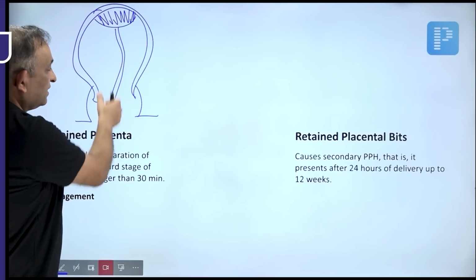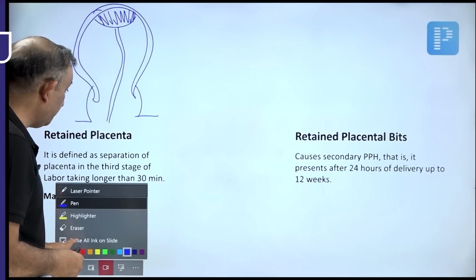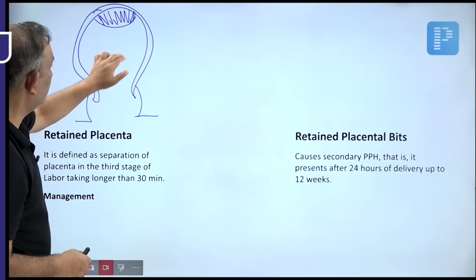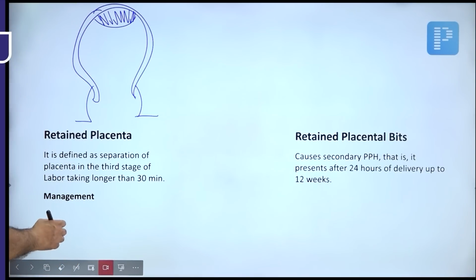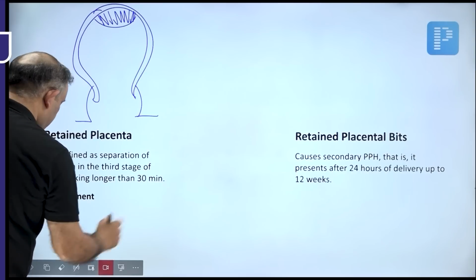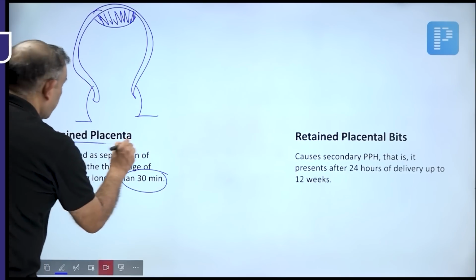Still it doesn't come out. In fact, the cord snaps sometimes. When the cord snaps, the cord comes off and the placenta stays inside. So we call it a retained placenta. If the placenta has not come out for more than 30 minutes, we call it a retained placenta.